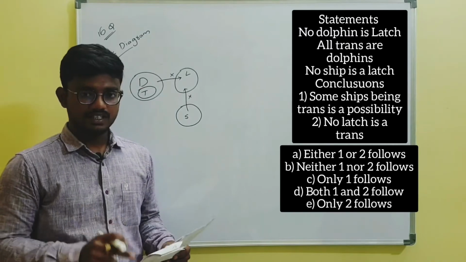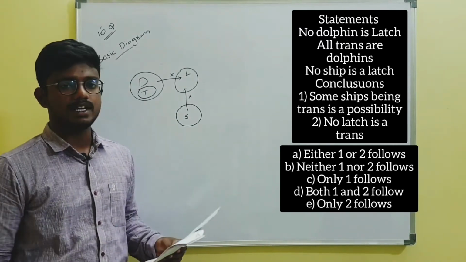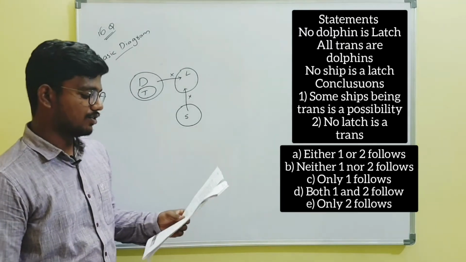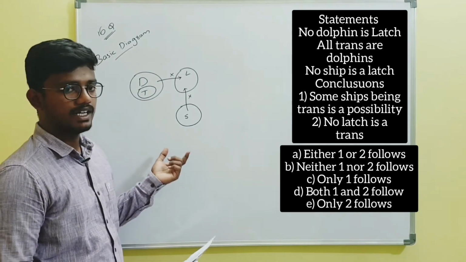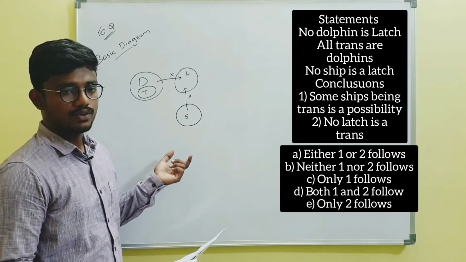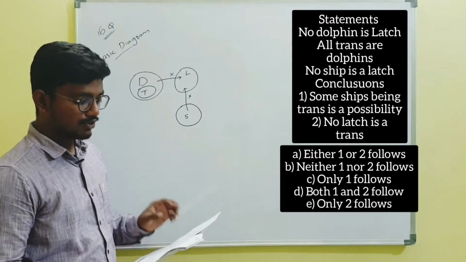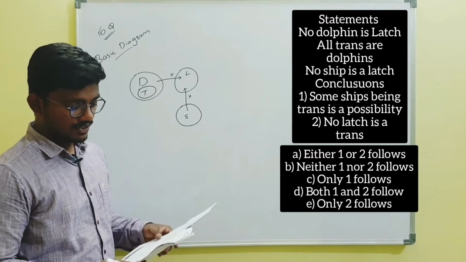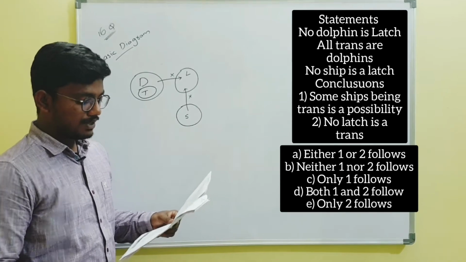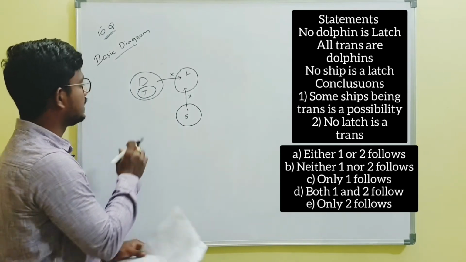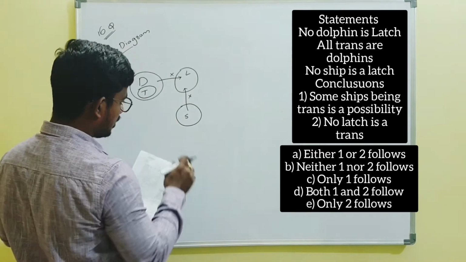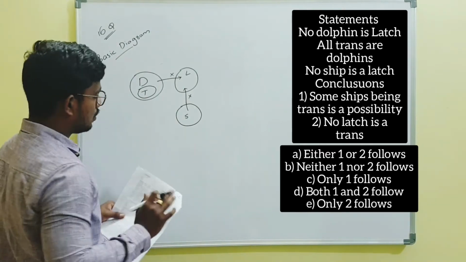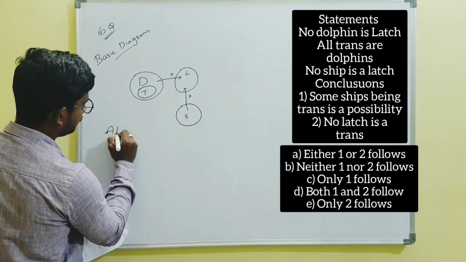16th question. See, 16th question statements are same as 14th question statements. So there is no need to draw another diagram. So I am utilizing the same diagram which I used in 14th question. Okay, the conclusions are varied. So the conclusions are some ships being trans is a possibility. See, in this basic diagram, we don't have some ships being trans. So I am taking an alternative diagram.